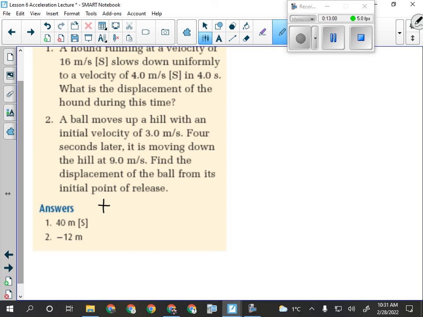All right, so the ball moves up the hill with an initial velocity of 3 meters per second. As soon as I see that, I go positive equals up, so I remember for when I get to the end. Okay, so VI is 3.0 meters per second, and it's positive.